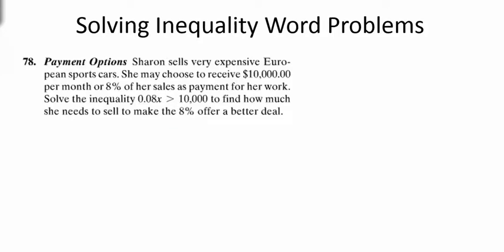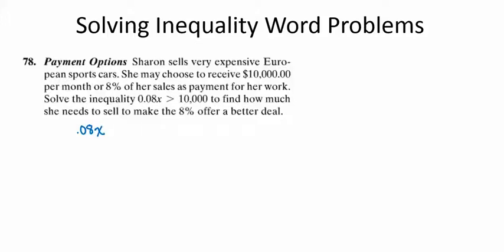Payment options. Sharon sells very expensive European sports cars. She may choose to receive a $10,000 per month flat payment, or she can get 8% of the total sales as payment for her work. And what we want to do is find out how much money in vehicles does she have to sell in order for the 8% of total sales to be a better deal for her.